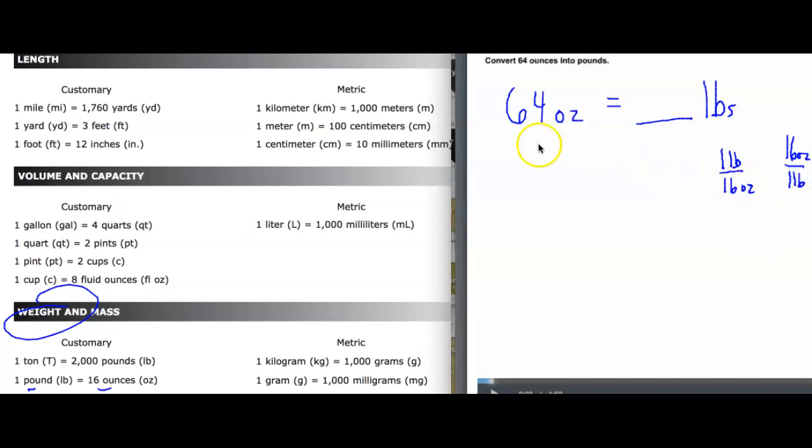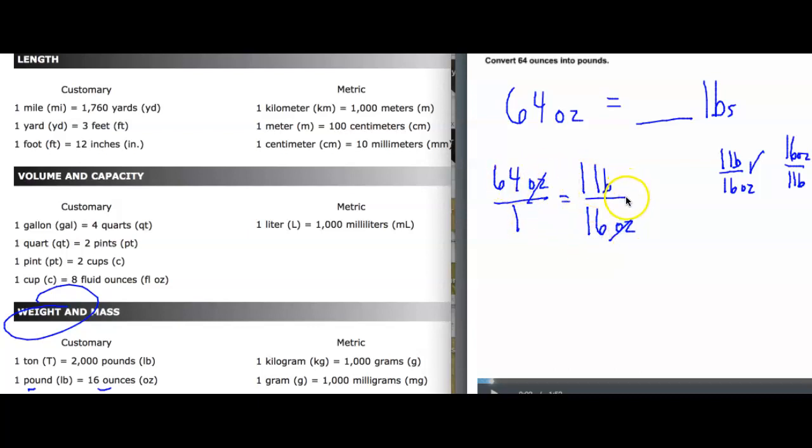Now remember, we are going to be writing the whole numbers as improper fractions. So I'm going to go ahead and do that. We're going to put 64 ounces over the number 1. That means ounces will be on the top, and we want to make sure ounces is on the bottom so that we can cancel it out. So that means this first version is what we're going to use. So we're going to put 1 pound over 16 ounces so that these 2 ounces are going to cancel out.